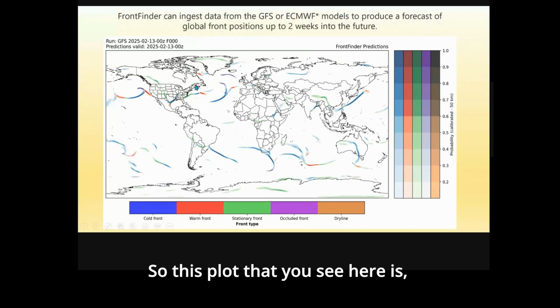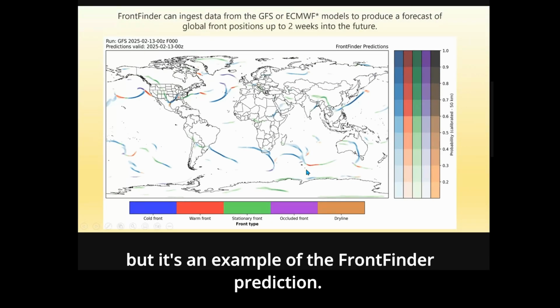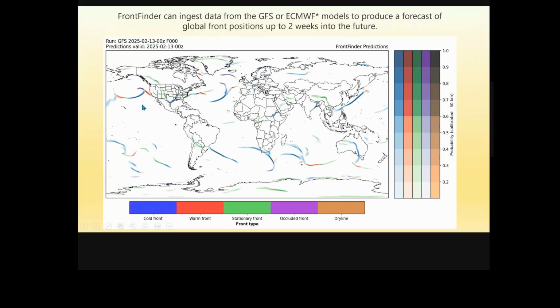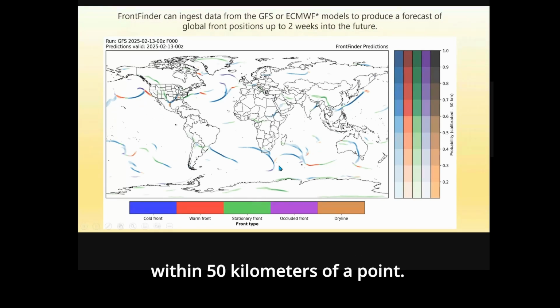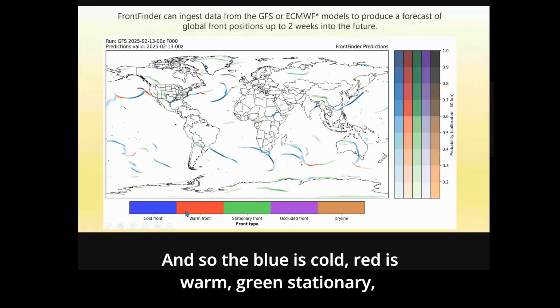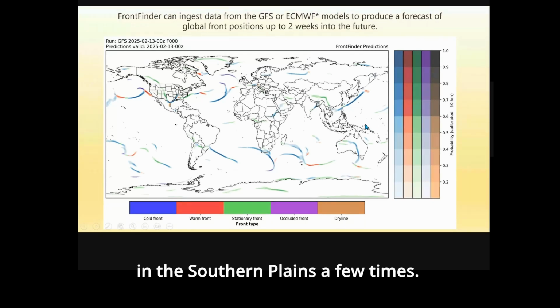So this plot that you see here, and I will animate this in a second, is an example of the Front Finder prediction. The contours here are the probability of a front within 50 kilometers of a point. The blue is cold, red is warm, green stationary, purple occluded, and then you'll see the dry line show up in the southern plains a few times.